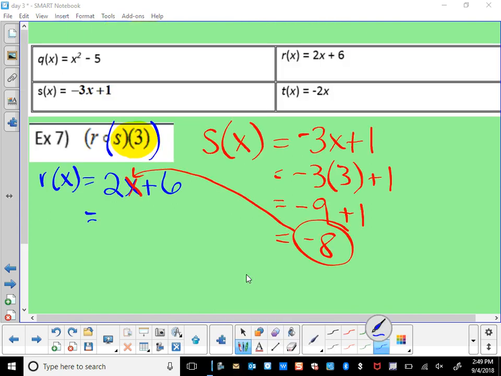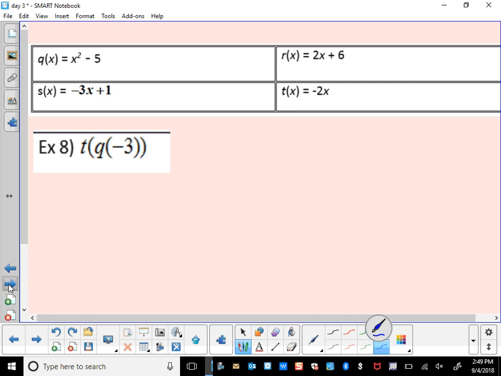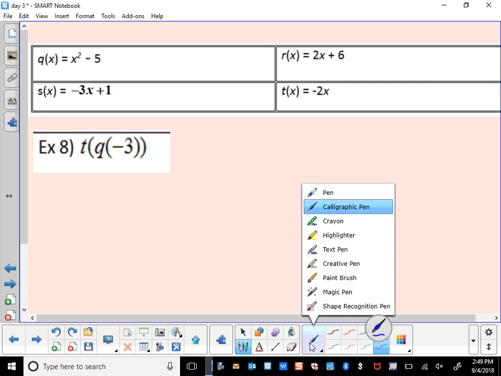Okay. All right, we should get 2 times -8 plus 6. You can put that right into your calculator. And you get -16 plus 6, which gives you -10. Okay. Number 8, you guys should get -8. Anyone get that? Number 8, no. Okay, let's go.